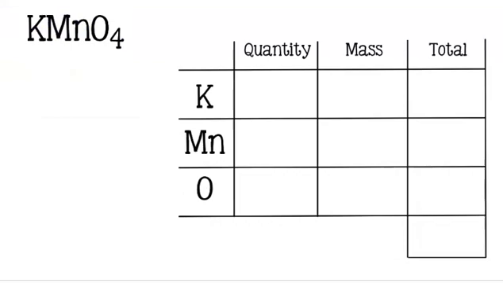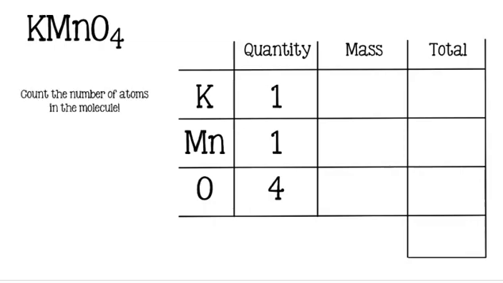In order to find the mass of a mole of a molecule, however, you will need to add the individual masses of the moles of elements. So let's look at an example, KMnO4. In this example, you have 1 potassium, 1 manganese, and 4 oxygens. We count the number of atoms in the molecule. That means that we will have 1 mole of potassium, 1 mole of manganese, and 4 moles of oxygen atoms in 1 mole of KMnO4.